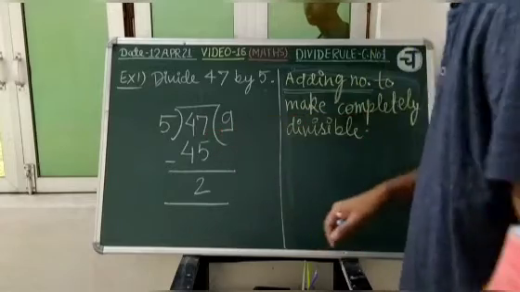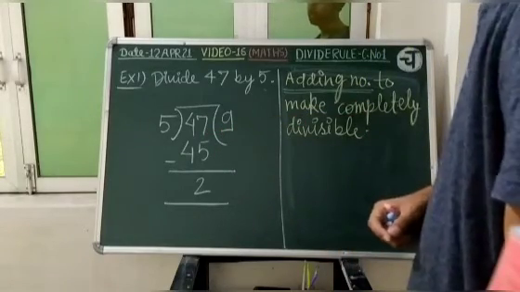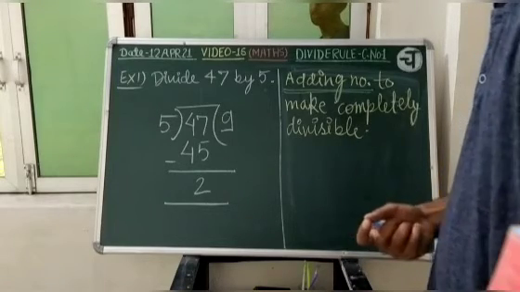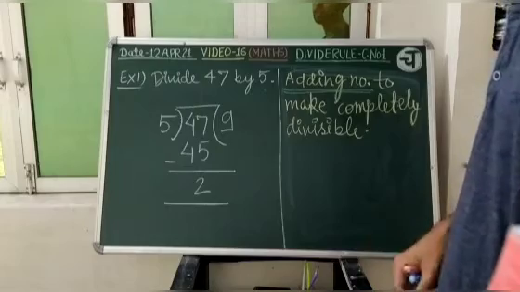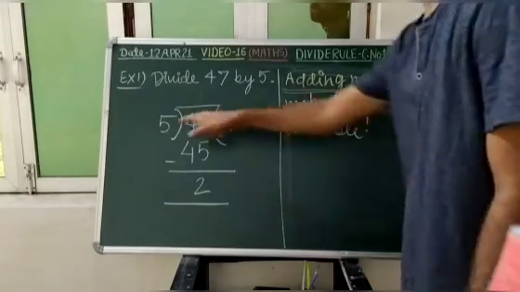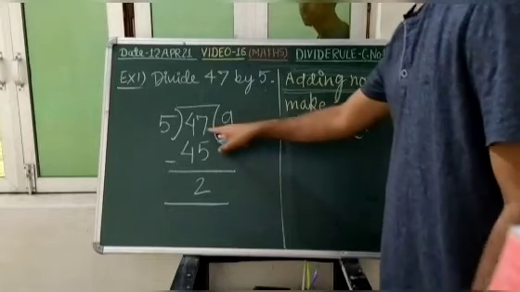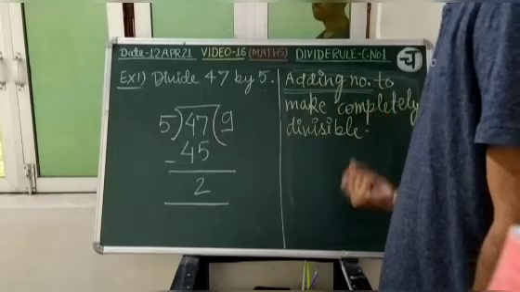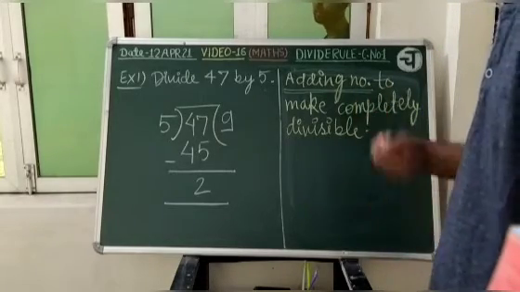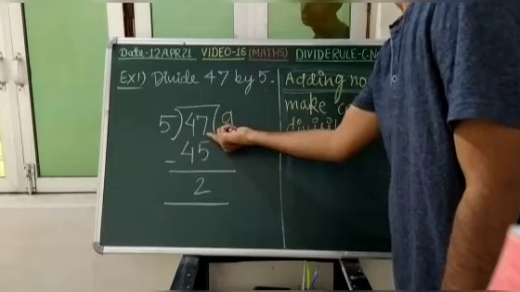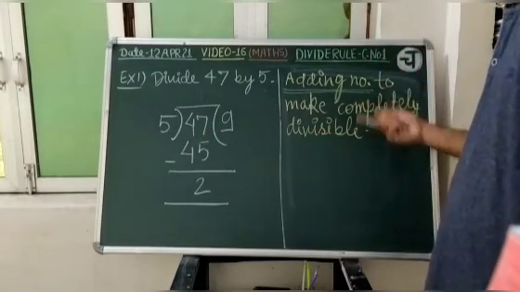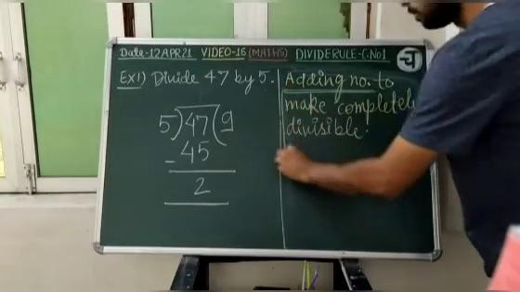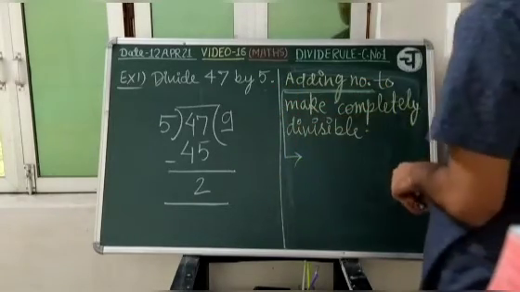47 is here. 48, no, it will not go by 5. 49, no, it will not go by 5. If you choose 50, of course this will be completely divisible by 5. So what should we add? 47 plus 3 will give us 50, so we should add 3. So the divide rule is telling you that whatever this adding number will be, that will be nothing but our what?